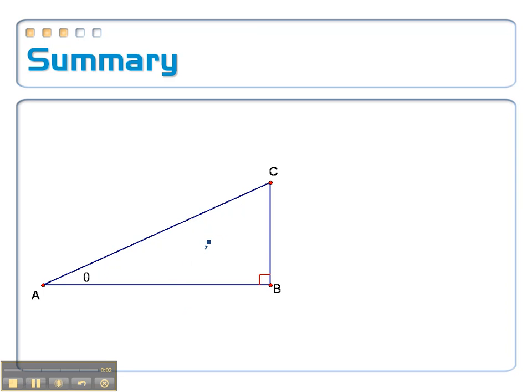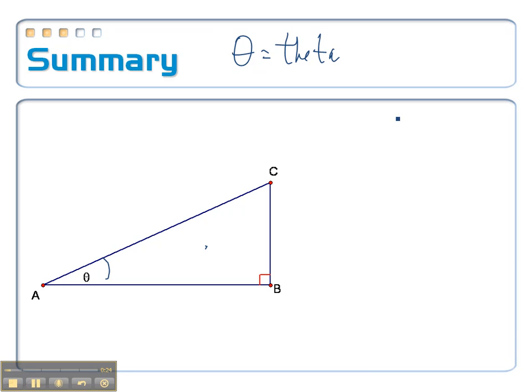So let's summarize all of this stuff about sine, cosine, and tangent. So you have yourself a right triangle. In that right triangle, one of the angles is the one that we're going to be referencing. This is the Greek letter theta, and it's a Greek letter that we often use for angle measurements. That's what we're going to use for this lesson.